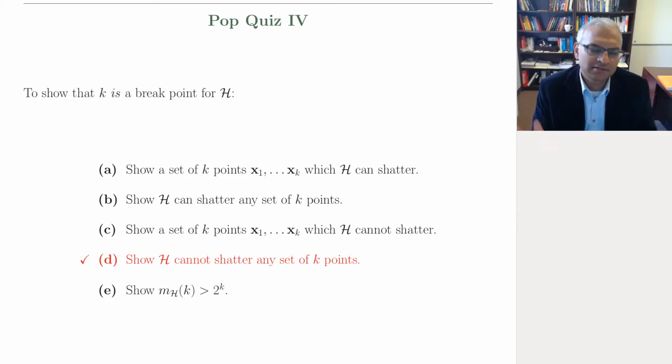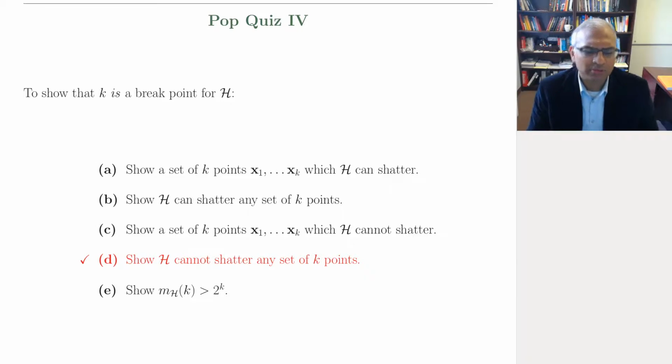So E is just not possible in any world where we've defined the growth function as the number of dichotomies on K points. Okay, let's get now back to the combinatorial puzzle, and let me first remind you what that combinatorial puzzle was.